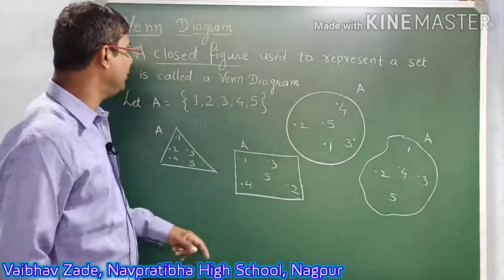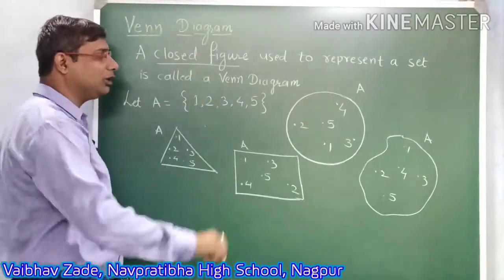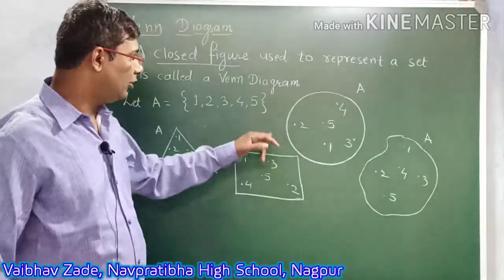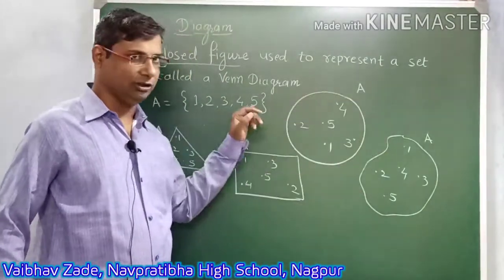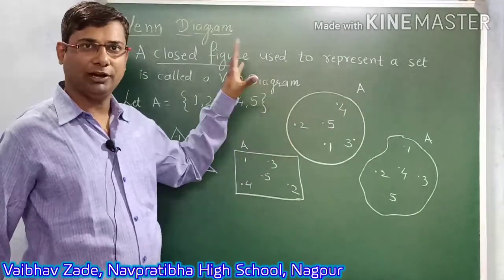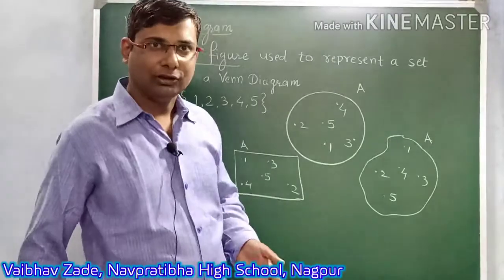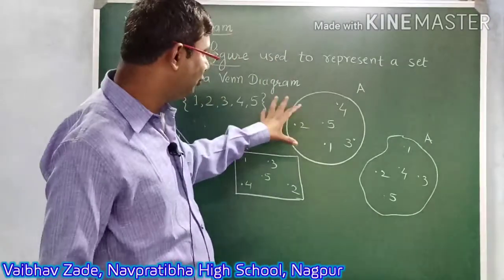But what is the main condition? Every figure should be a closed figure. But for the sake of simplicity, we always use a circle, because it is very easy to draw, and for our calculation and representation of sets, we always use a circle.